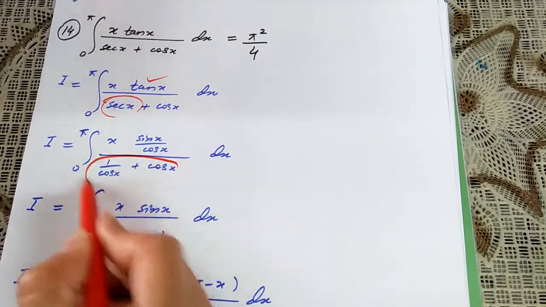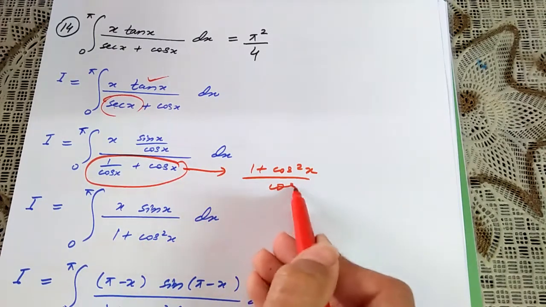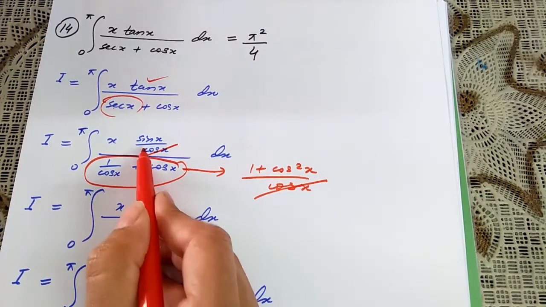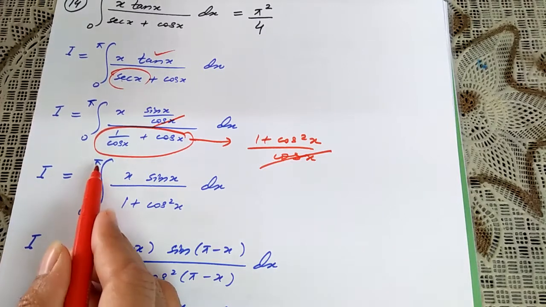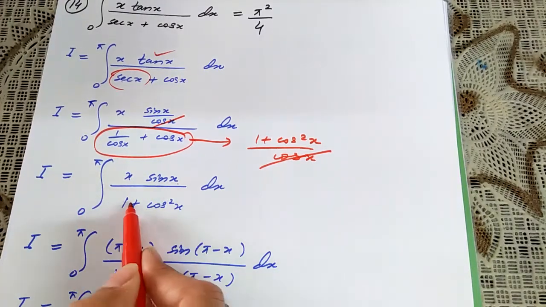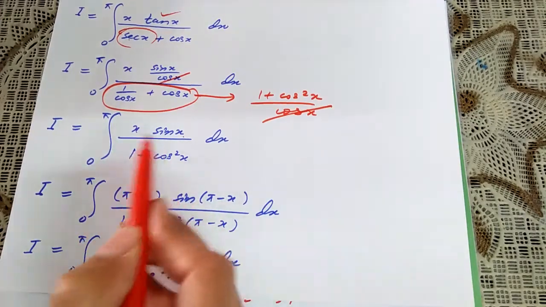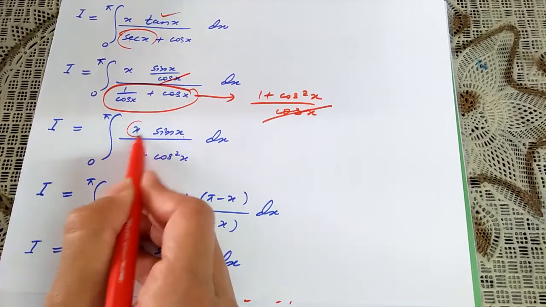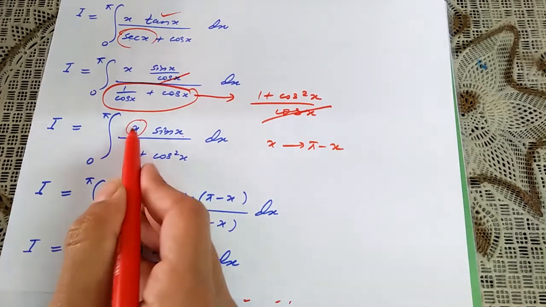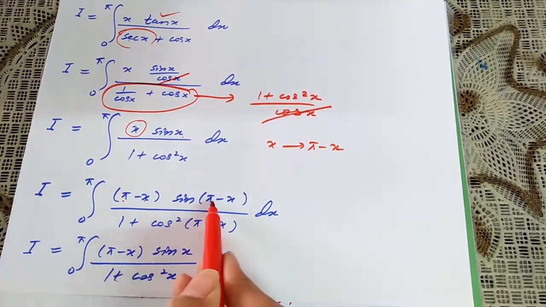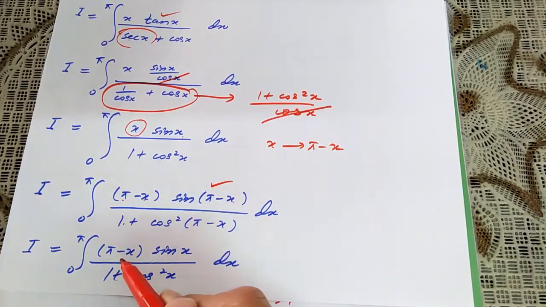Now take the LCM here in the denominator, you will get 1 plus cos square of x over cos of x. This cos of x can be cancelled with this cos of x. So I will get here I equals the integral from 0 to pi of x sine of x over 1 plus cos square of x dx. Now again using the same theorem, I can replace my x with upper limit minus x. So just replace x with pi minus x: sine of pi minus x over 1 plus cos square of pi minus x.